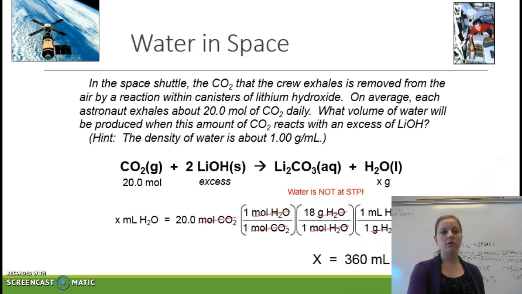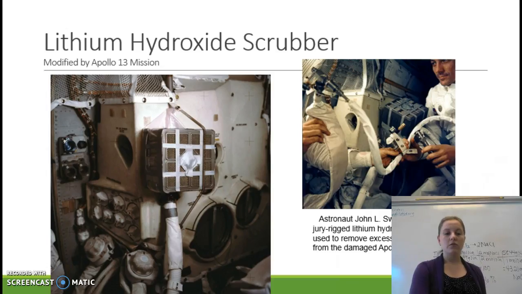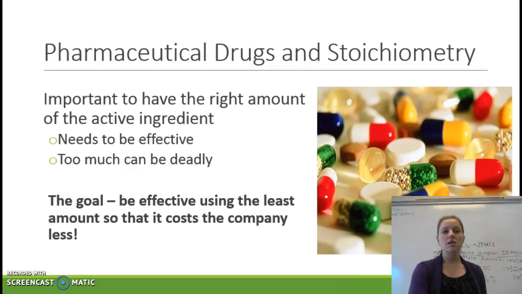If you need any water produced, you want to try to get the water. You also don't want to have a lot of other excess reactants aboard a ship if we're talking about space travel again. So here's another example. Essentially you want the lithium hydroxide scrubber to remove excess carbon dioxide, which can be harmful to humans. We eventually want oxygen to breathe in.